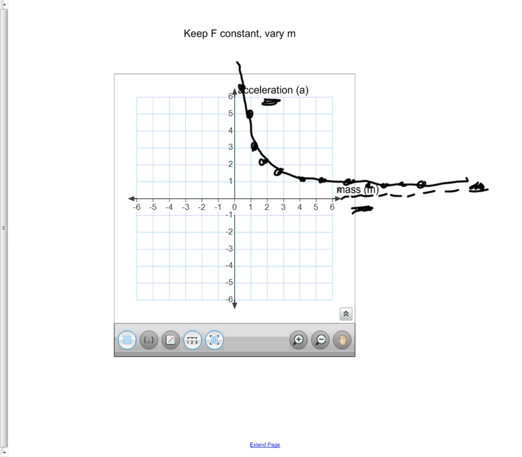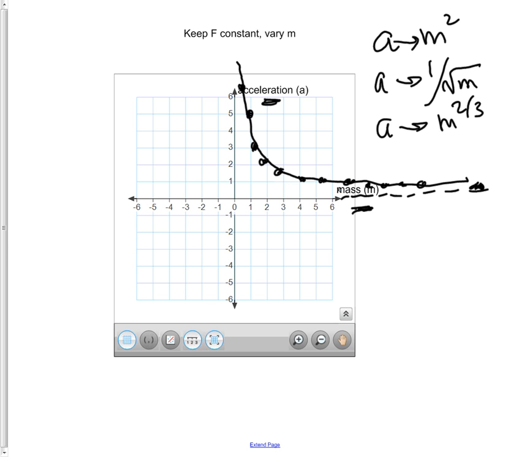Because if it's a straight line, then we can say for sure how one of these variables depends on the other. So, for example, suppose instead of plotting the acceleration as a function of the mass, we plot it as a function of the mass squared. Or suppose we plot the acceleration as a function of 1 over the square root of the mass. Or maybe we plot it as a function of the mass to the 2/3 power, and so forth, okay?